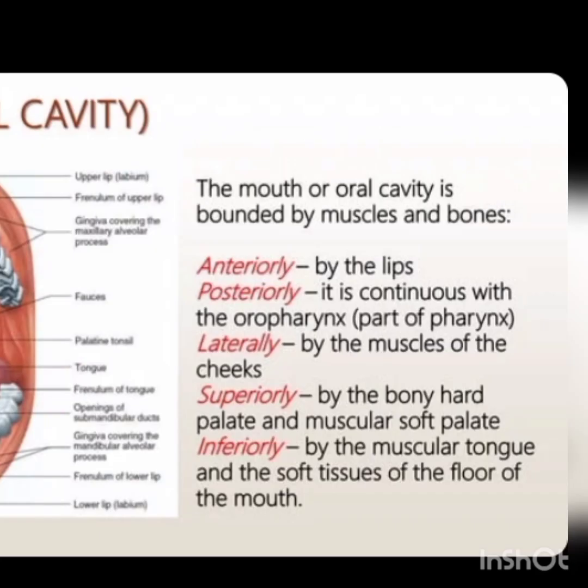Now the borders of the mouth. Anteriorly the mouth is covered by the lips, you all know that. And posteriorly it continues with the oropharynx. The oropharynx is the part of the pharynx. And laterally, meaning the bilateral side, by the muscles of the cheeks, the buccal mucosa or buccal cavities. And superiorly, above, by the bony hard palate or muscular soft palate. Inferiorly, below, that means the floor of the mouth is covered by the muscular tongue and soft tissue.